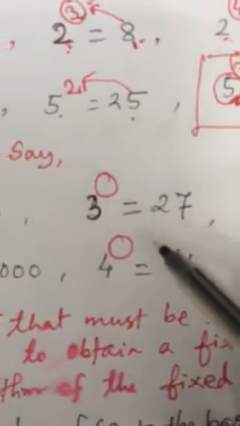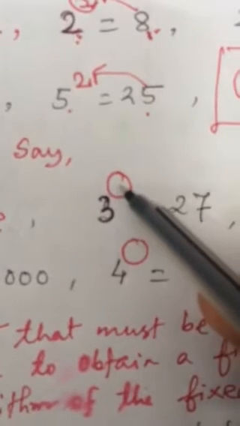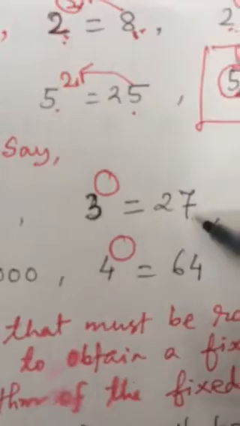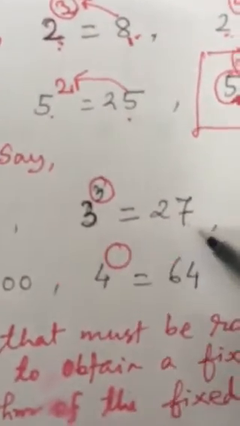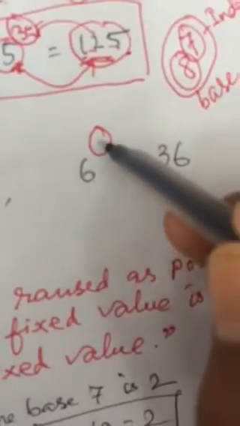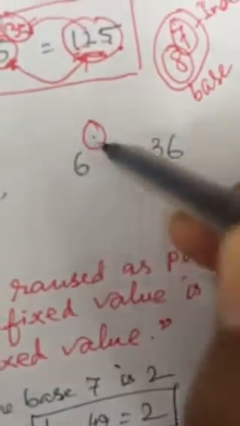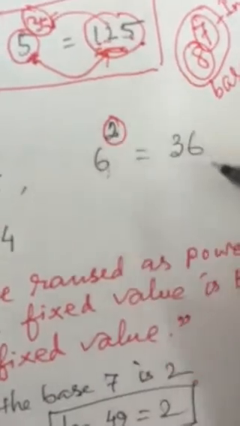So here also, if I asked you to which exponent must be raised here as power to this base to obtain 27, then you can say 3. These are smaller numbers, you can easily say. If I ask which exponent must be raised here as power to obtain this value, then you can say 2. 6 to the power 2, means 6 square is 36.